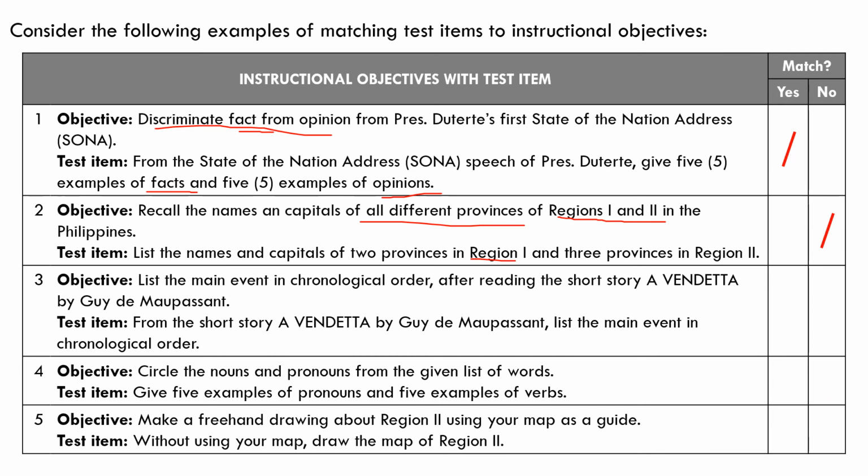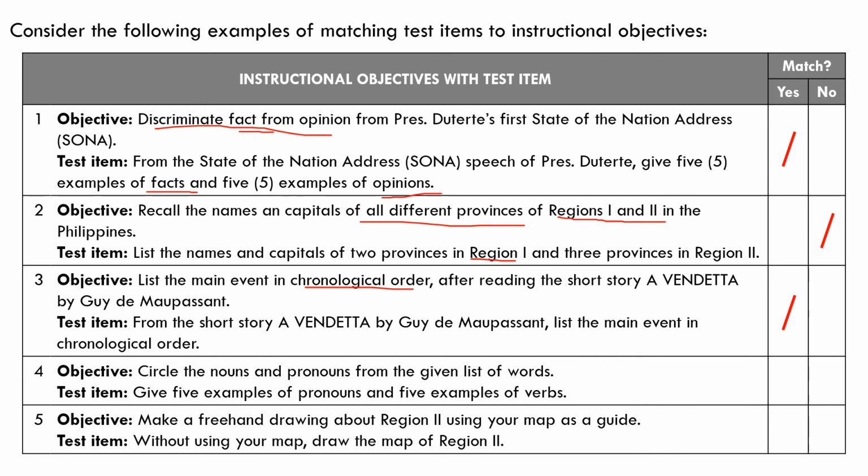Number 3, the objective is to list the main events in chronological order after reading the short story A Vendetta. The test item is: from the short story A Vendetta, list the main events in chronological order. Very clear that the objective and the test item are a match.